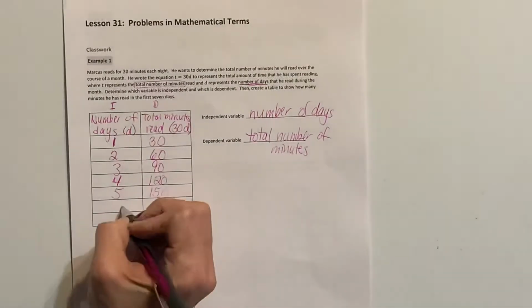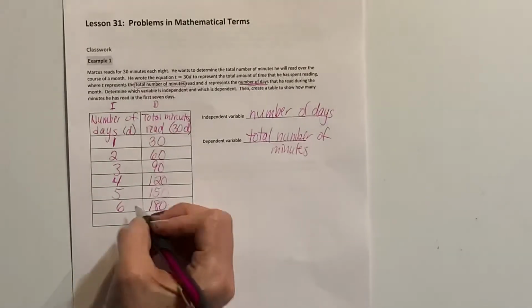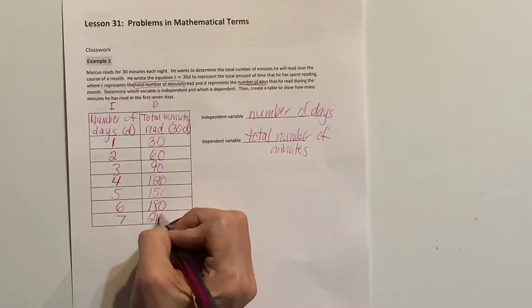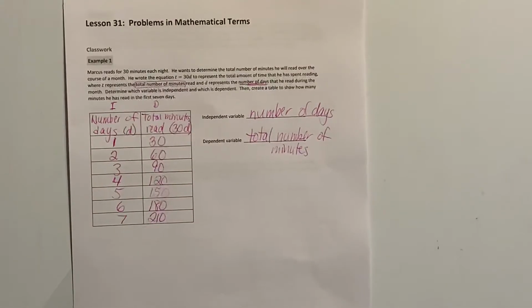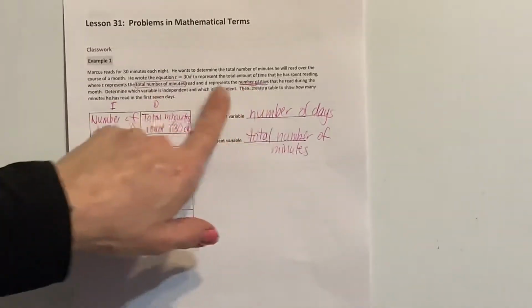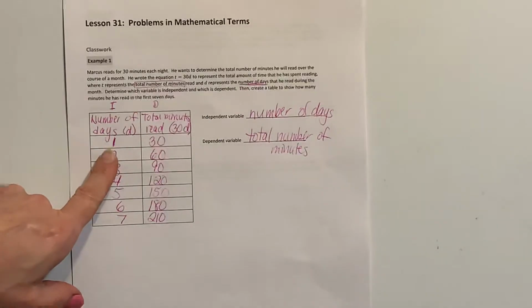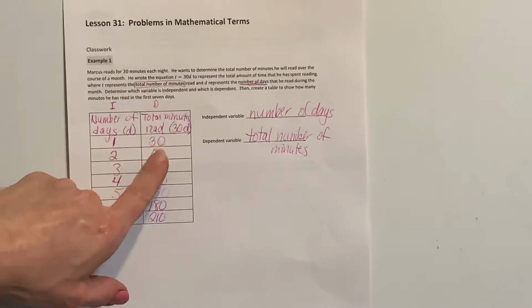6 days of reading would be 180. 7 days of reading would be 210. So when I was setting up this table, I looked for the independent and the dependent variables first in order to set up the table. So I noticed that the independent variable, which changes, the independent variable is what changes the dependent variable, and the number of days that he reads changes the number of minutes.